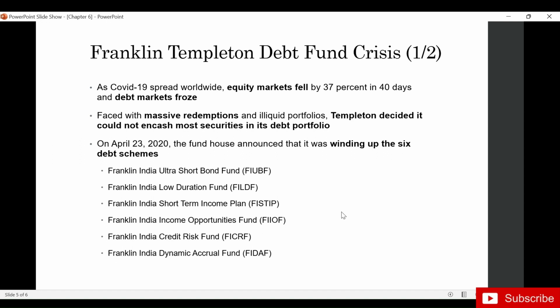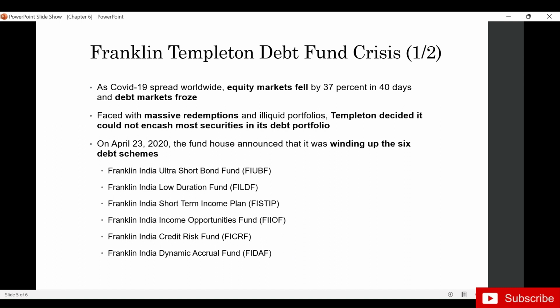So why did the debt markets freeze? Because so many people were rushing to withdraw their investments, and the asset management companies were not able to encash their securities to provide money for those withdrawals. A similar thing happened with Franklin Templeton, wherein it was faced with a lot of redemptions and illiquid portfolios, and it could not encash the securities in its debt portfolio. So on April 23, 2020, the asset management company Franklin Templeton announced that it was winding up six debt schemes. And which were these six debt schemes?